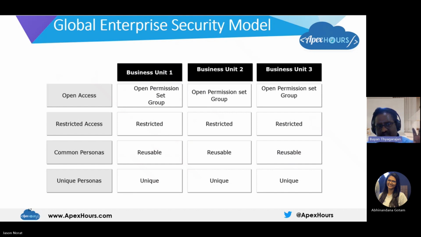Then you would layer on top of it your common personas like sales, service, marketing for each business unit. There might be some unique permissions which you can add in as you need to, but the goal is to build it once, scale it, and customize it on an as-needed basis. And then you always have your unique personas based on business units. So these are ways to expand your global enterprise security model. Let's go to the next slide.